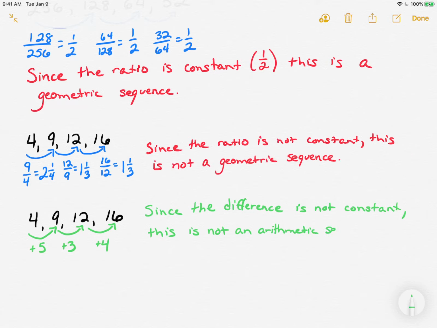There might be other kinds of sequences that this is. This might fit into the category of another kind of sequence, but the only two we're going to learn are geometric and arithmetic, so if it's not either one of those, you're done with the problem. You just say it's not a sequence. It might be some kind of crazy sequence that we're not going to learn, but for our purposes, it's not one.